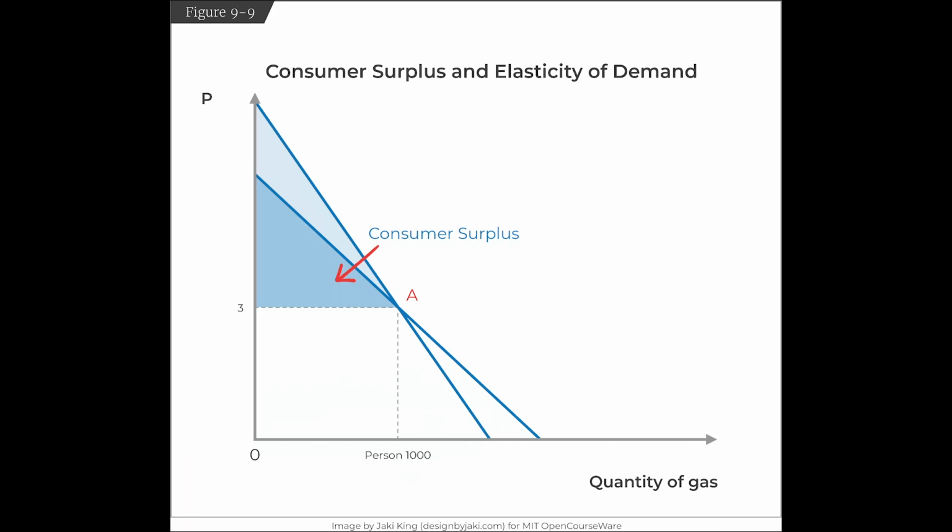And that's for the reason we talked about. That's because with the steeper demand curve, the more inelastic demand, people want the good more. They're less willing to give it up as the price goes up. Therefore, at any price, they're making more surplus off it.